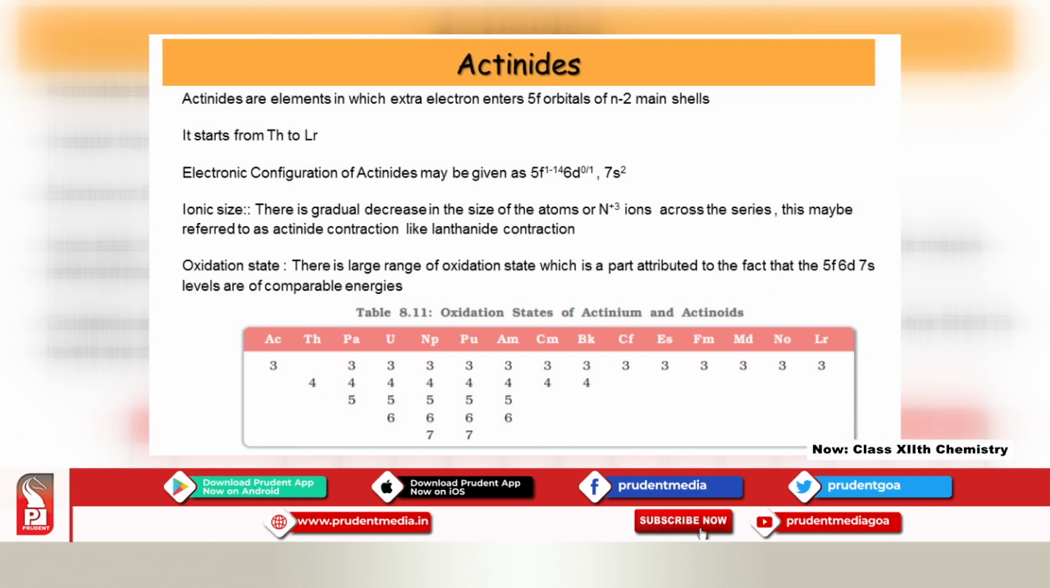Ionic size. See, ionic size is the same as in the case of lanthanides. There is a gradual decrease in the size, for the same reason. There it is lanthanide contraction, and here it is actinide contraction, the gradual decrease in the size of the atoms. Okay. There are M+3 ions across the series. This may be referred to as actinide contraction.